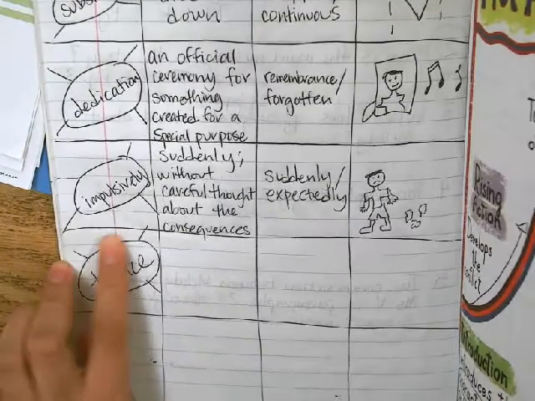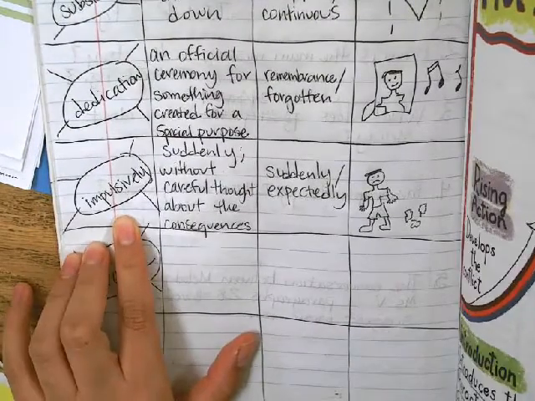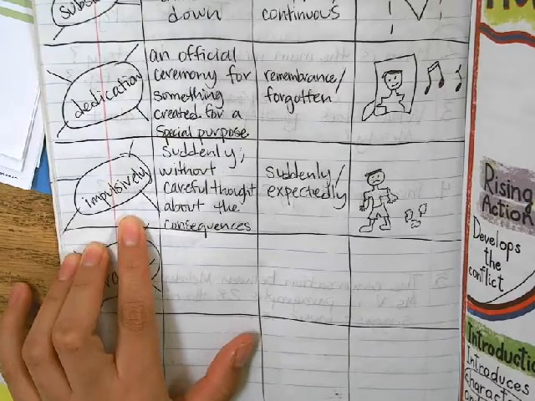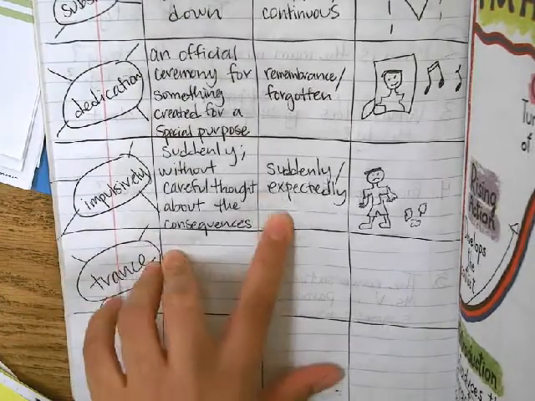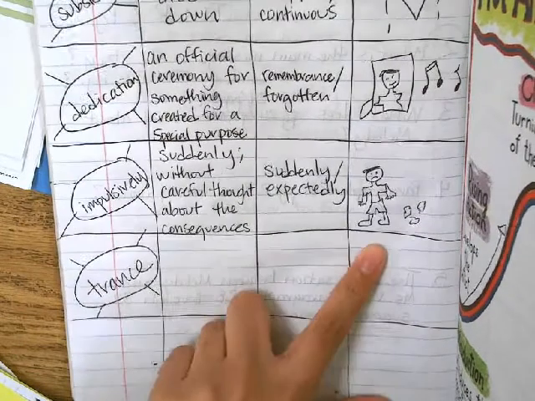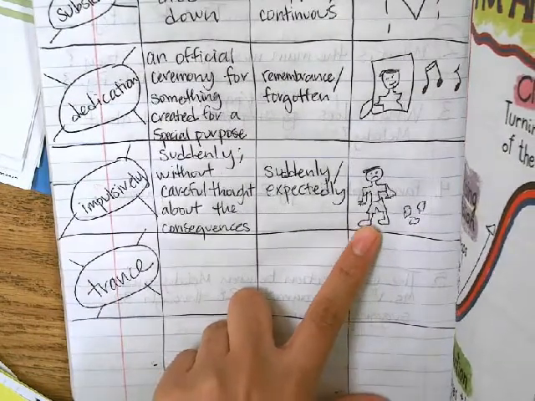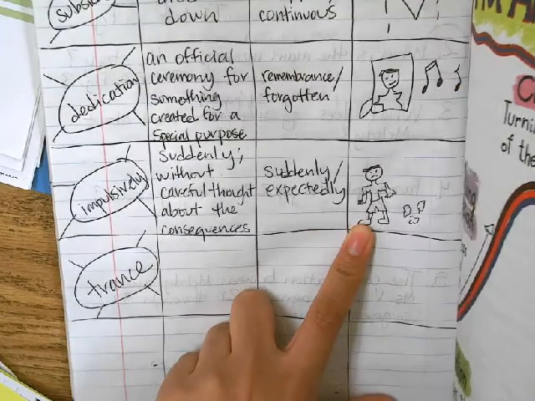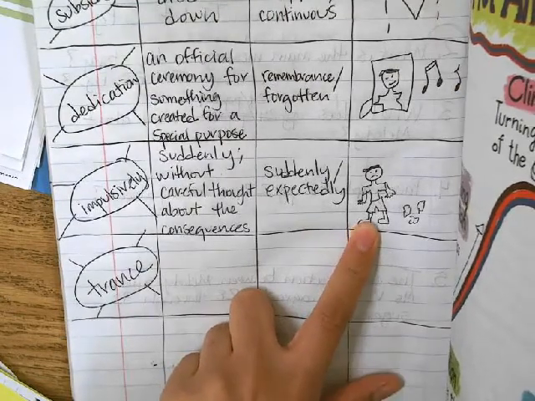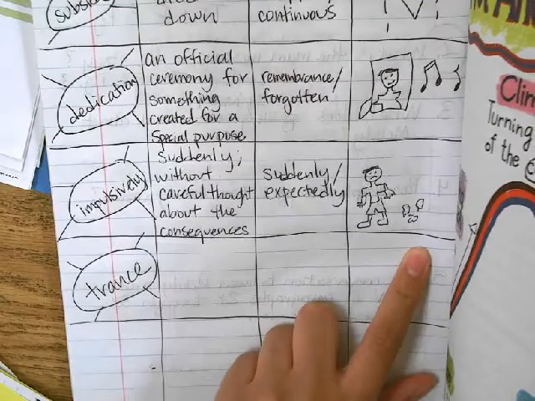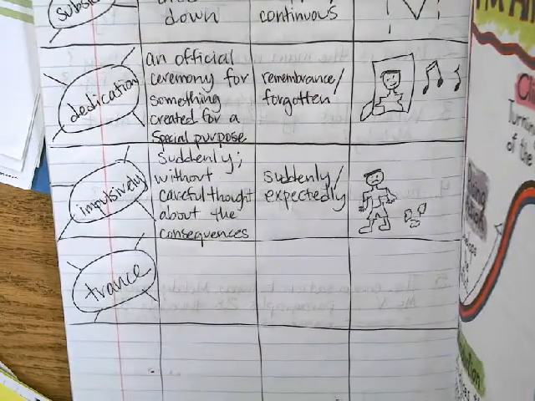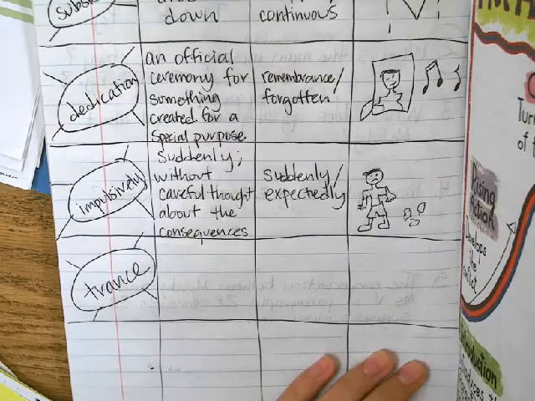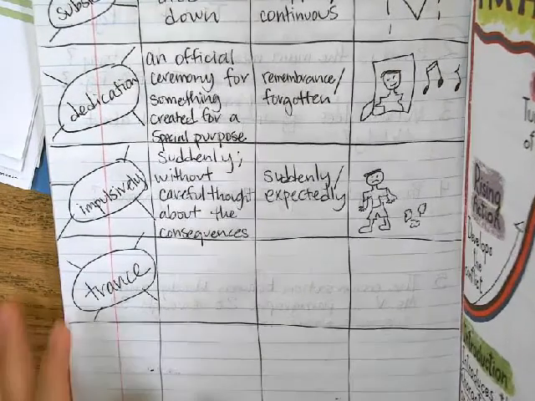And we did add one more. We added impulsively, and the meaning for that word is suddenly, without careful thought about the consequences. We have the synonym and antonym, and we drew Sugar, which is the main character in our story this week, because he impulsively picked up the rocks to throw at a window. And now we'll go ahead and go over the pages that we read today.